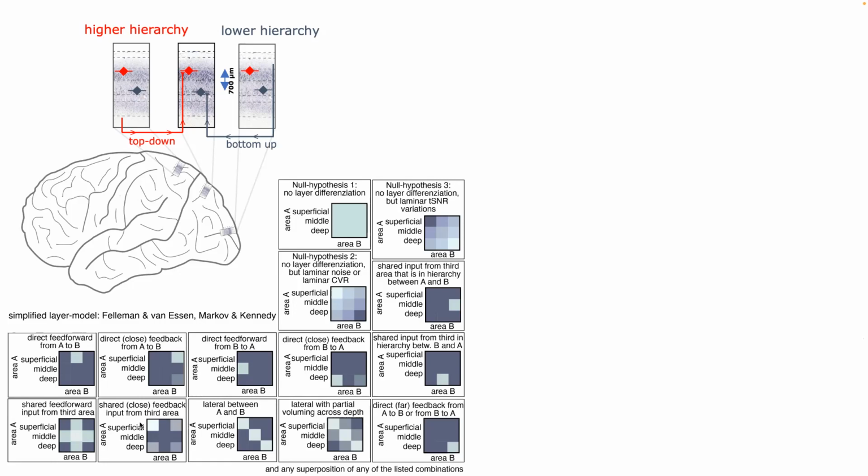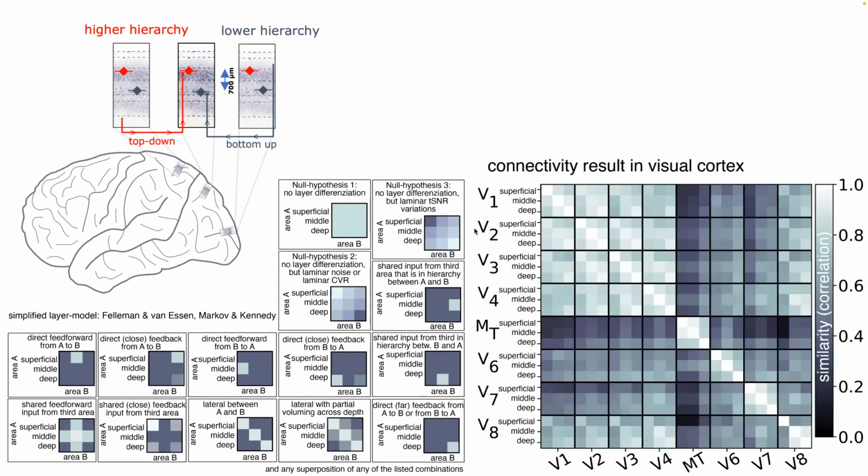And you can also build null hypotheses, for example, suggesting that the areas might be connected, but there is no layer-dependent signature. It's just flat, or that layer-dependent patterns are mostly explainable by vascular activity, which just tends to be stronger at the surface compared to the deeper layers, or just the noise level, which tends to be stronger at the surface. And then you can look at the empirical data across, for example, here the visual system, and just see which superposition of hypotheses best fits the data at the end.